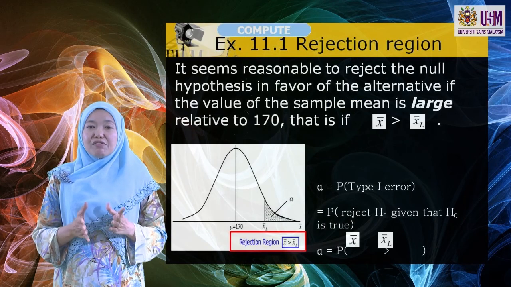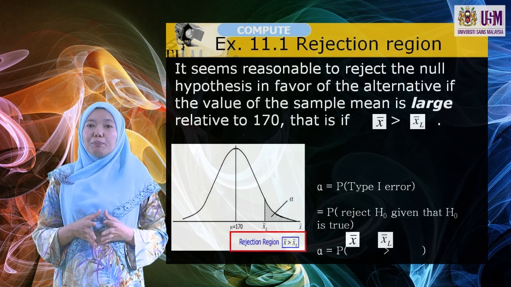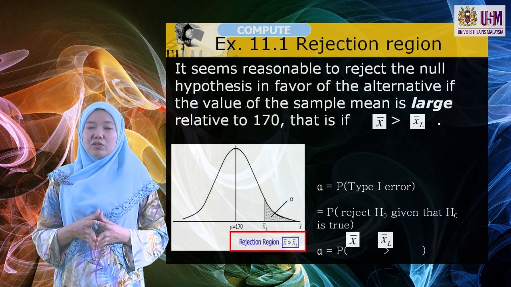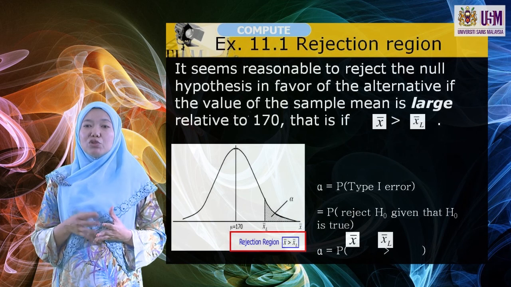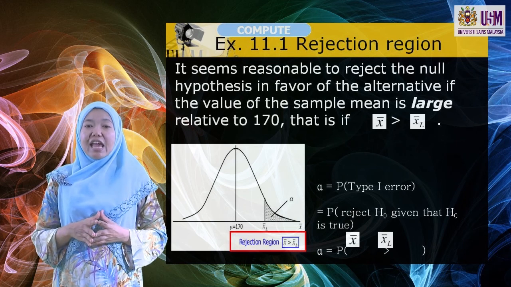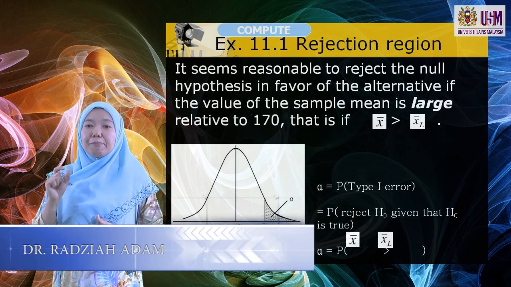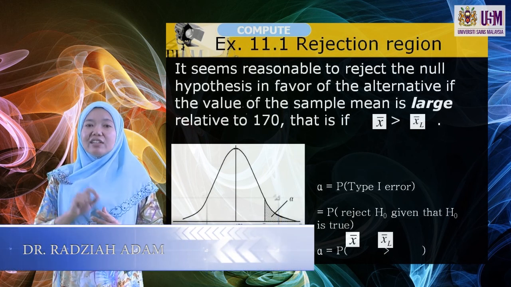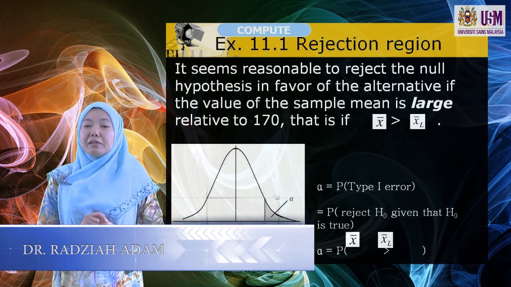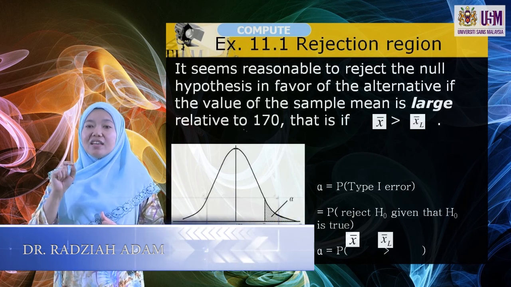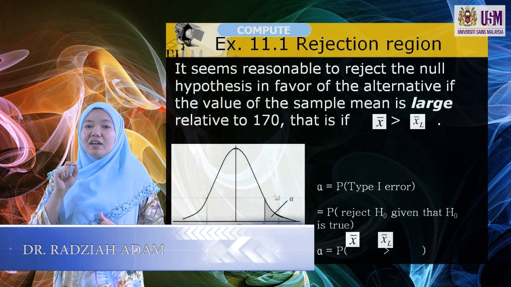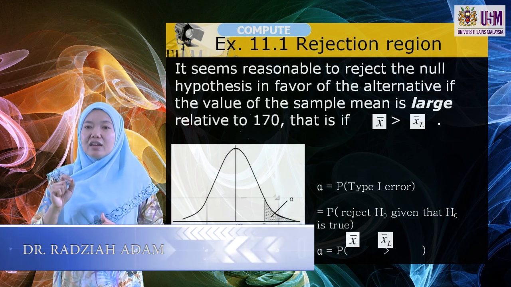In example 11.1, what you need to do is compute the rejection region. In this case, it seems reasonable to reject the null hypothesis in favor of the alternative hypothesis if the value of the sample mean is large relative to 170. That means if x bar is greater than some critical value, relative to the x bar given in the sample.